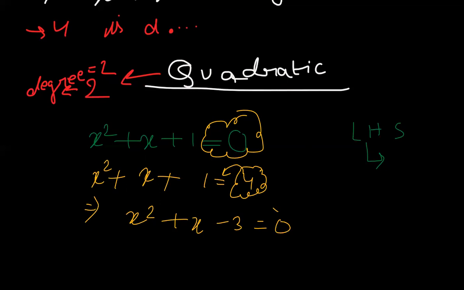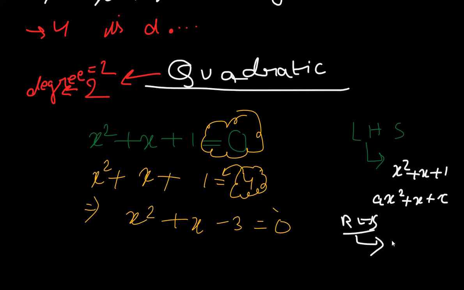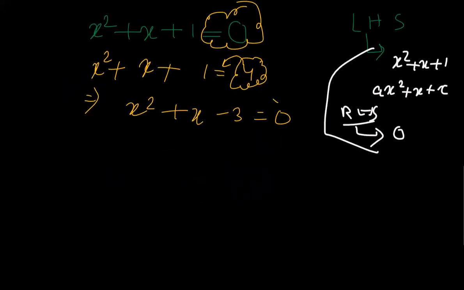This is how you always have to make it. LHS should be like x square plus x plus 1, or you can say ax square plus bx plus c, any numeral, we can say c. Now RHS will be 0. So this is the quadratic equation structure. Here, for example, x square plus x plus 1 is equal to 0.